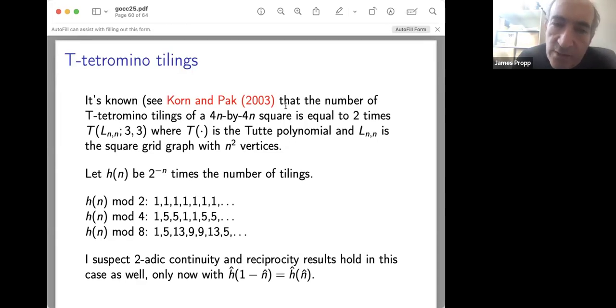In fact, I don't know if they proved this, but the number of tilings is always divisible by 2 to the n. So let h of n be 2 to the negative n times the number of tilings. Empirically, I find it's always an odd number. If you look at it mod 4, it goes 1, 5, 5, 1, 1, 5, 5, 1. Look at it mod 8, it's 1, 5, 13, 9, 9, 13, 5. Well, I wasn't able to get the next term, but I'm guessing it's going to be a 1. And looking at the data, I think the two-adic continuity and reciprocity results hold in this case as well, only now with h hat of 1 minus n hat equals h hat of n hat.